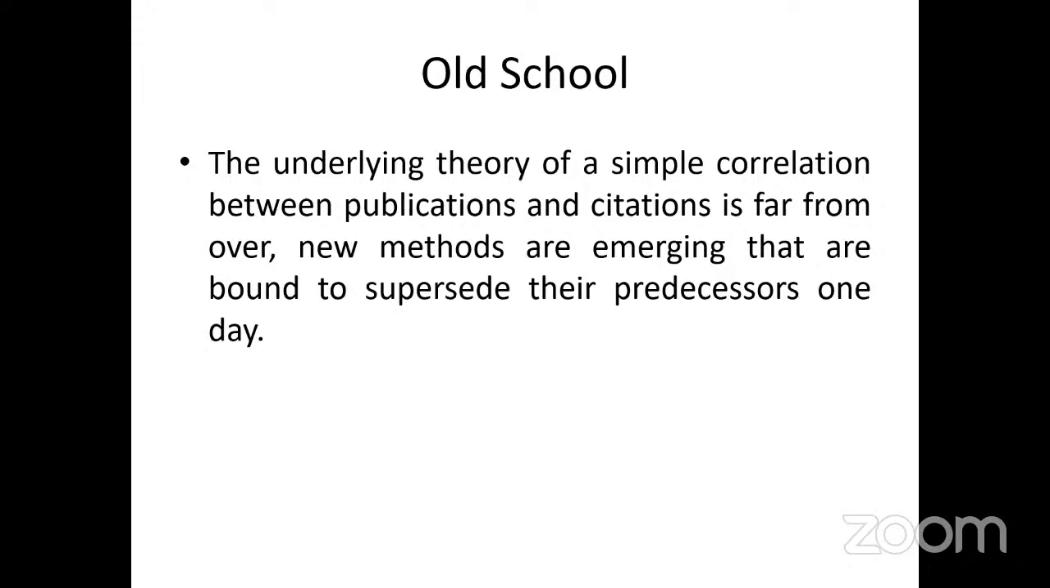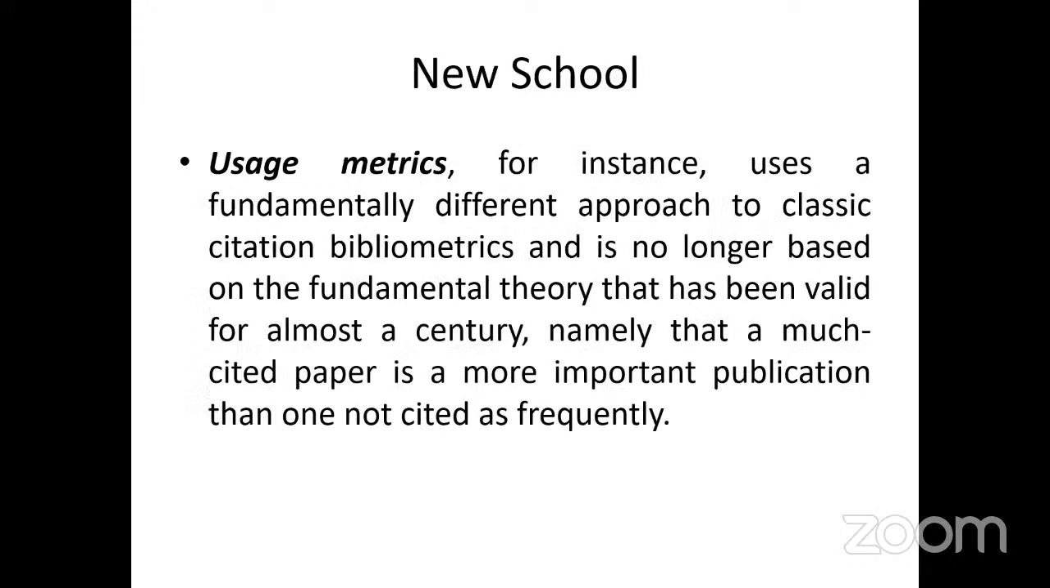The underlying theory of the simple correlation between publications and citations is far from over. New methods have emerged, and we are giving new names to them. Some of the methods which have come up are altmetrics, not bibliometrics, altmetrics. What these are, we will see later on. Then comes the usage metric. This usage metric is the advanced approach of bibliometrics.